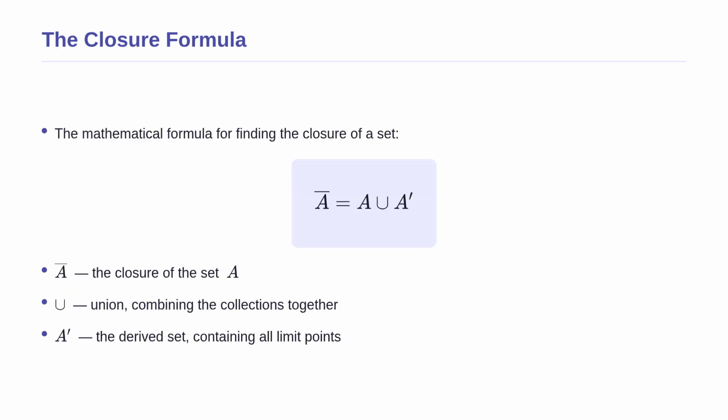This brings us to the fundamental formula for the closure of a set. The symbol A with a bar over it represents the closure of the set A. The U symbol stands for the union, which means we are combining everything together. Finally, A prime represents the derived set, which is the collection of all the limit points of A. This equation tells us that to find the closure, you simply take your original set and dump all of its limit points into it. If a point was already in A, it stays there, and if a point was hovering right on the edge, it gets added.